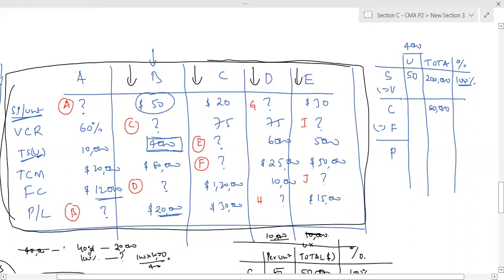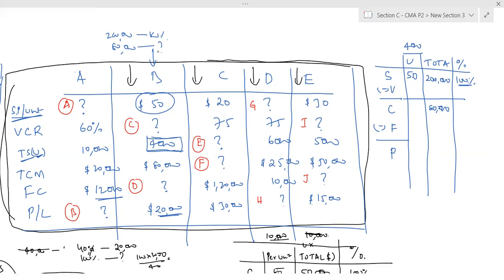Now you tell me, 100% is equal to 200,000. That means 200 is 100%. 80 will be how much? 200,000 is 100%. 80,000 will be how much? 80,000 into 100 divided by 200,000. How much is it coming? Percentage, how much is it? 40 or 50? 40%.